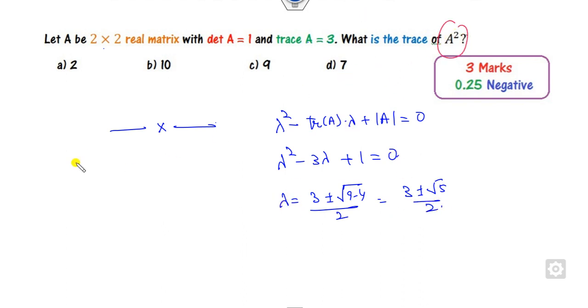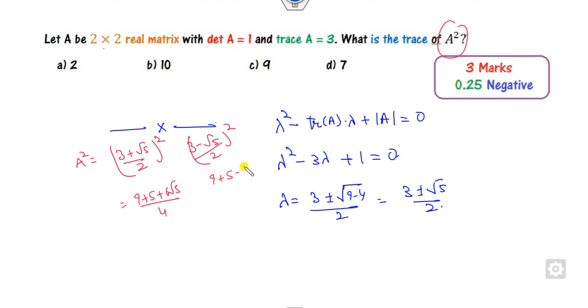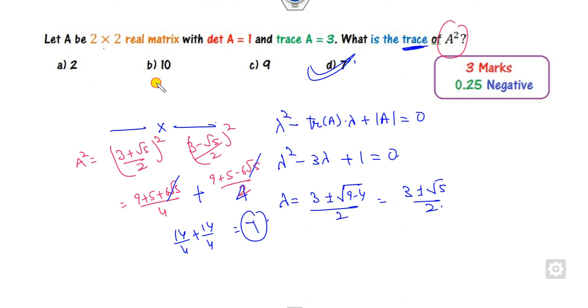But we need A square. So what is the eigenvalue of A square? 3 plus root 5 by 2 whole square, and 3 minus root 5 upon 2 whole square. So 9 plus 5 plus 6 root 5 over 4, and 9 plus 5 minus 6 root 5 over 4. Now you want to find the trace. You can add them, so the root 5 terms will be cancelled out. So what is that? 14 over 4, 14 over 4. So it's 7, the right answer of this problem.